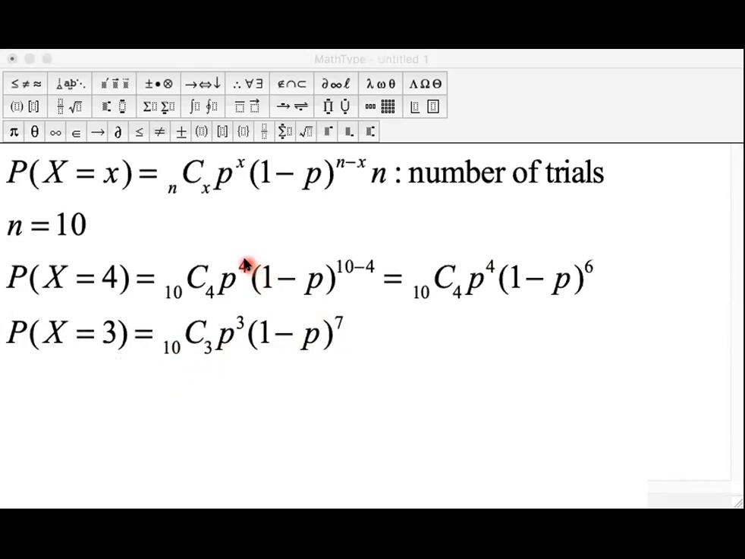So in the last case, we had 4 and 6, and they sum to 10. Now we have 3 and 7, which sum to 10. The number chosen, 3, and the exponent on p, 3, will always match up.